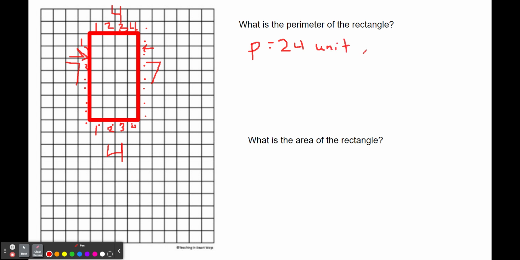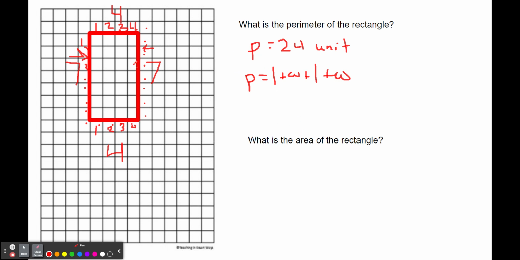Another thing that I can do, because I'm not always going to have grid paper, is use a formula, which is P equals length plus width plus length plus width. So this is the formula for our perimeter.